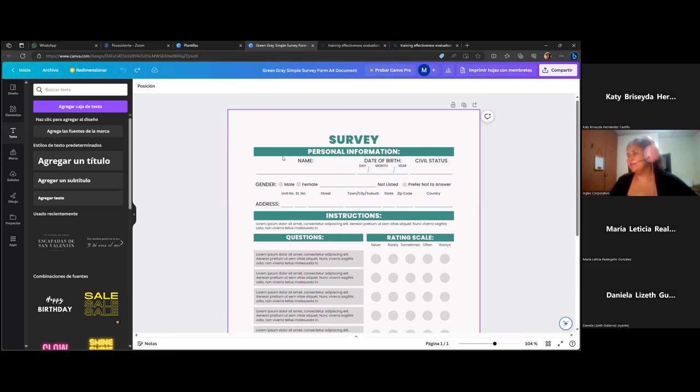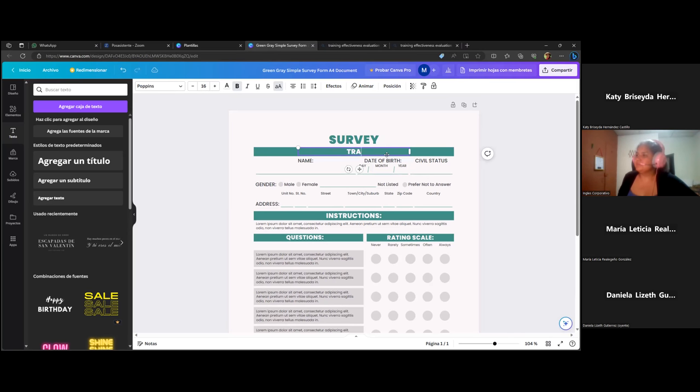Vaya borrándola. Quizás una por una la letra para que no la borre toda de un solo. Click there. One by one. Bórrelas una por una. Eso. Y me da el puntero para escribir. There you can type. Training survey.